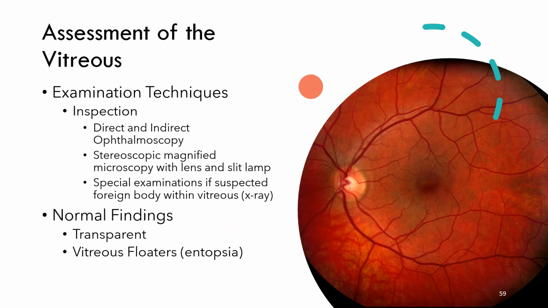An assessment of the vitreous, or the jelly that's behind the lens in front of the retina. Our examination techniques are going to include inspection with direct and indirect ophthalmoscopy, stereoscopic magnified microscopy with a lens and a slit lamp, and then sometimes special examinations if we suspect foreign bodies within the vitreous, like an X-ray. Its normal findings should be completely transparent, and most people have some degree of vitreous floaters or entopsia that can be seen.